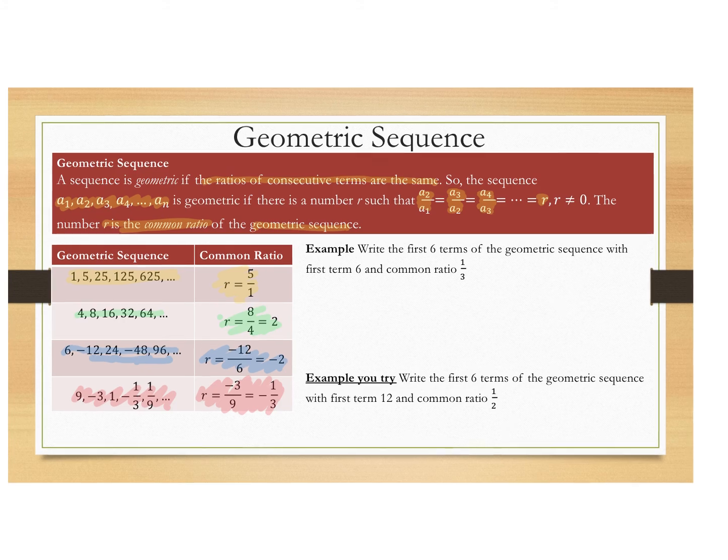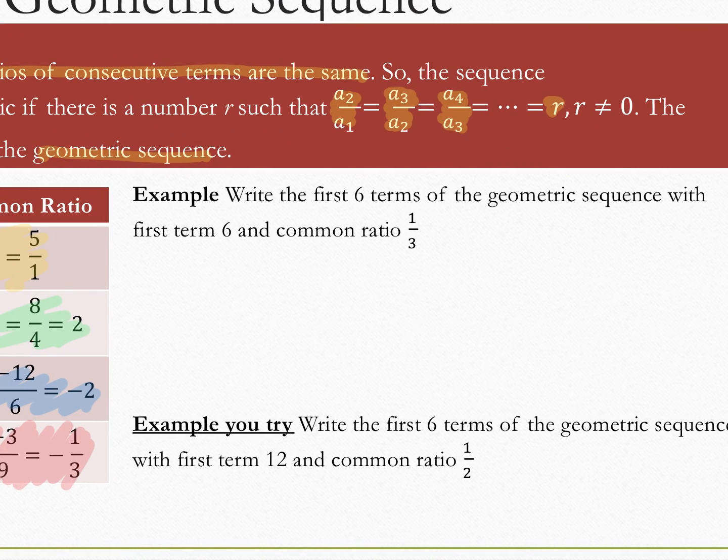Our next type of problem: write the first 6 terms of the geometric sequence with the first term being 6 and the common ratio being 1/3. If the first term is 6 and the ratio is 1/3, to get a2 we do 6 times 1/3, because that's our common ratio. We have 2. For the third term, 2 times 1/3 is 2/3.